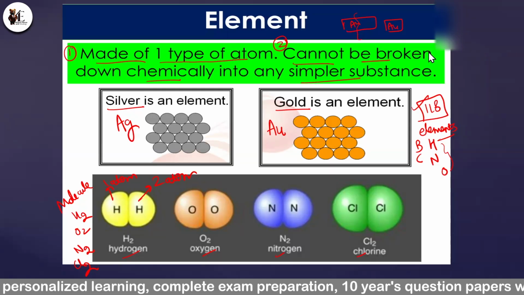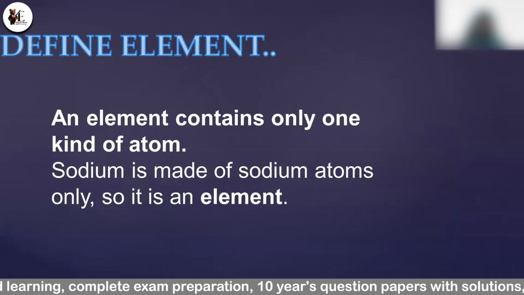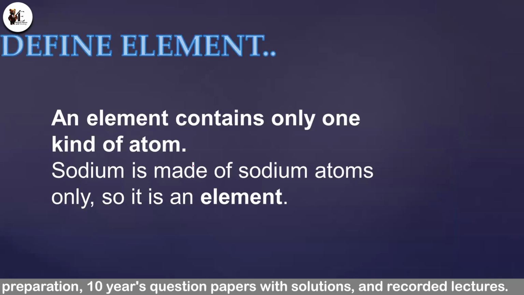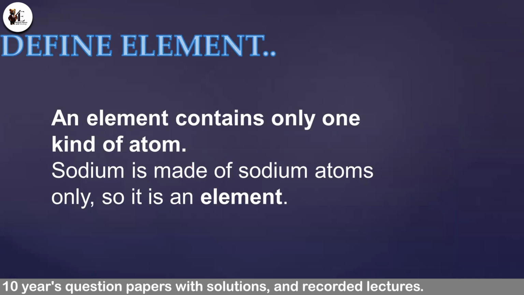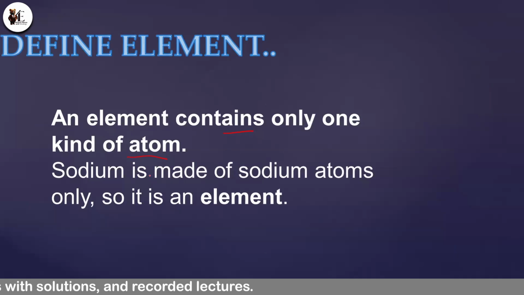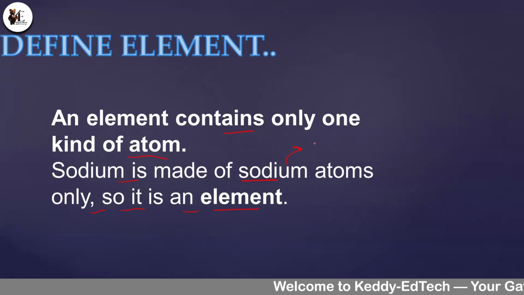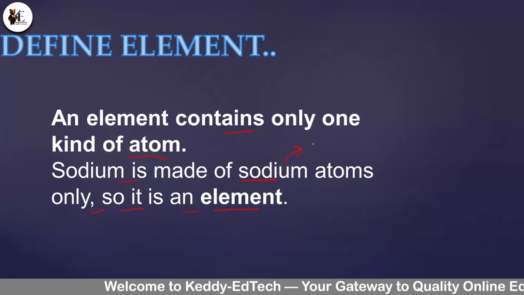Okay. So define elements. An element contains only one kind of atom. Sodium is made of sodium atoms only, so it is an element. Yes. And what is the chemical symbol of sodium? Chemical symbol of sodium is mercury.